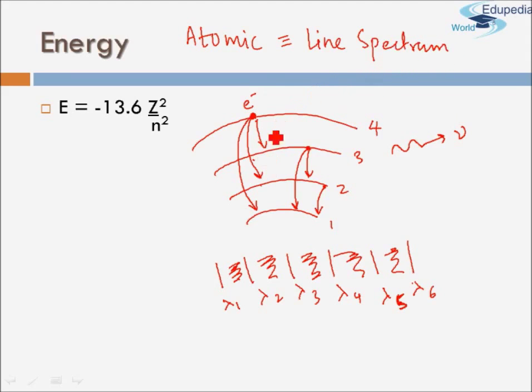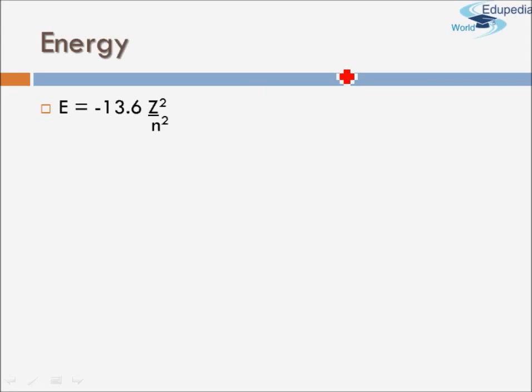Do remember that they are always line spectra. They are not band spectra, and they are never continuous spectra. They are discrete line spectra, and they can be either emission or absorption spectra. Now lastly, let's go into the mathematics of this.